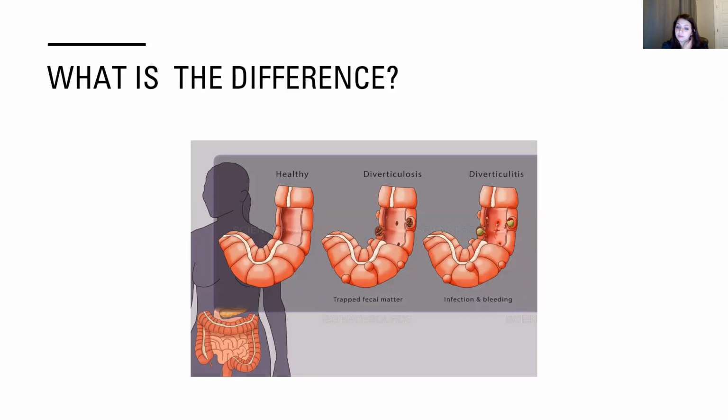So what's the difference between the two? As you can see, on the far left is a healthy colon, and you can see that there's no bubbles on the outside. In the middle is diverticulosis, and those pouches get fecal matter trapped in them. And then diverticulitis is when they become infected and inflamed.